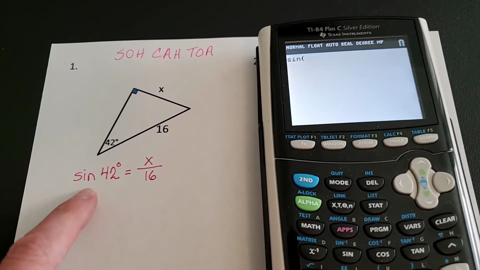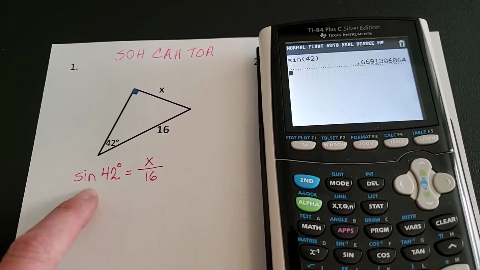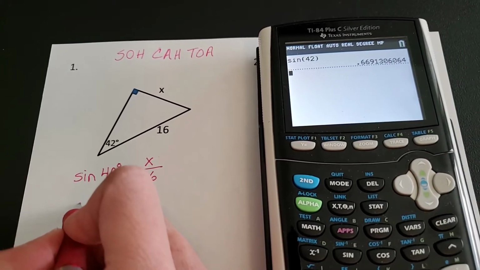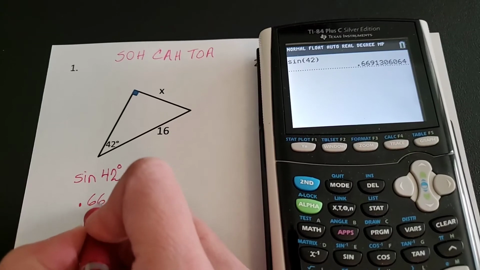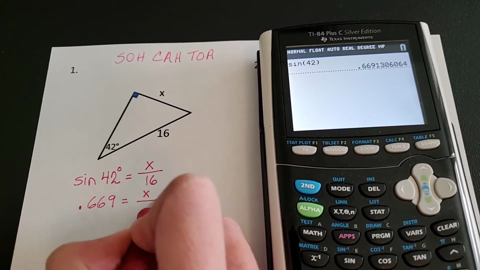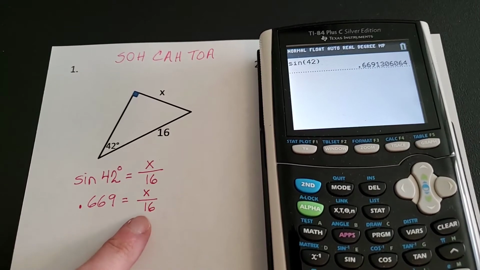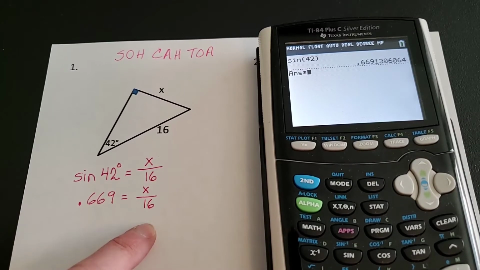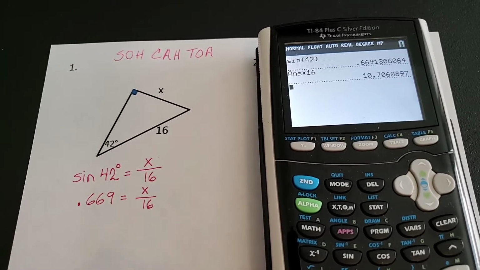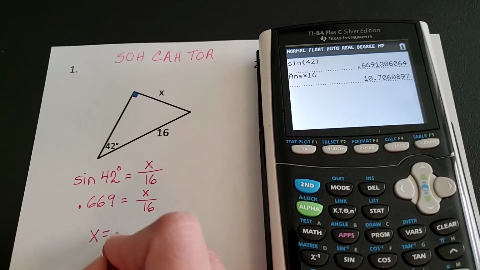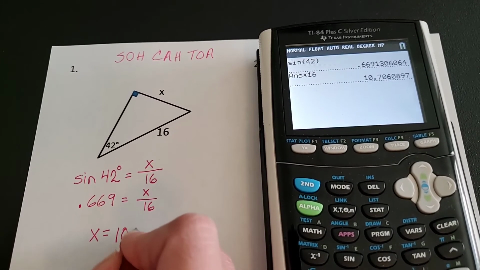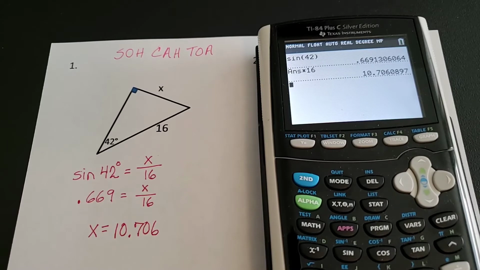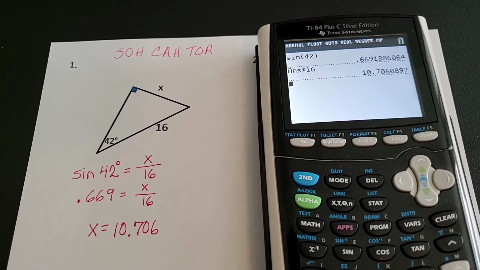So I'm going to figure out what the sine of 42 degrees is. I'm going to use 3 decimal places, but I'm going to let my calculator hold all the accuracy. This is 0.669, and that's equal to x over 16. And now I can solve for x just by multiplying both sides of the equation by 16. So in my calculator, I'll just do times 16, that answer with all that accuracy, and x is equal to 10.706. Or you can round to 2 places if you like. I like 3 in there. So that would be the length of side x.